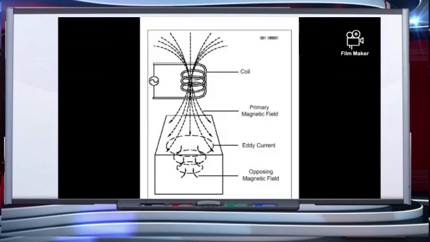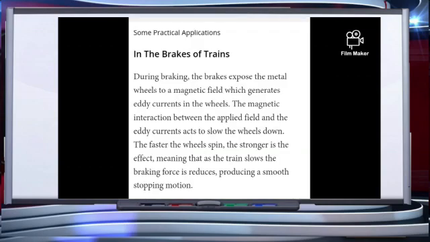You see the diagram here: eddy current, coil, primary magnetic field, then eddy current, opposing magnetic field. Whenever there is an AC supply, alternating current, there is a change in flux, and changing flux means induced current will be produced.